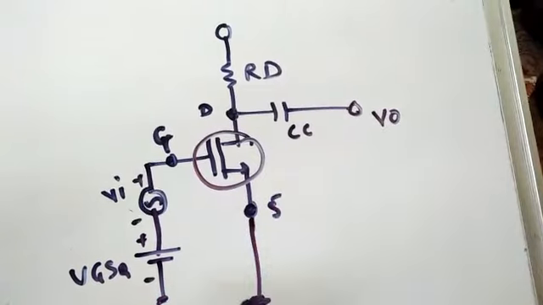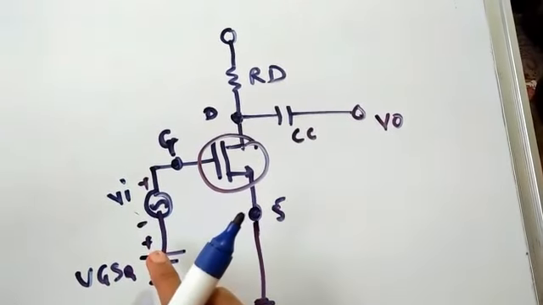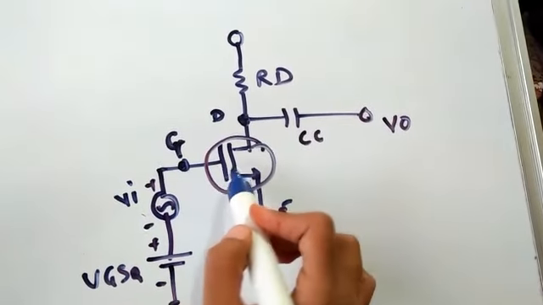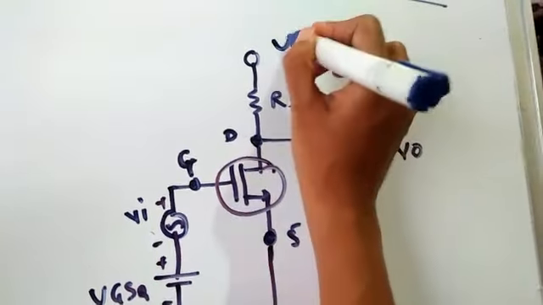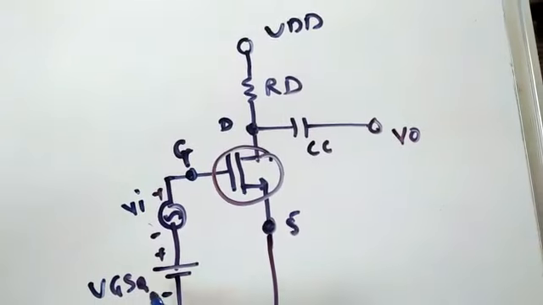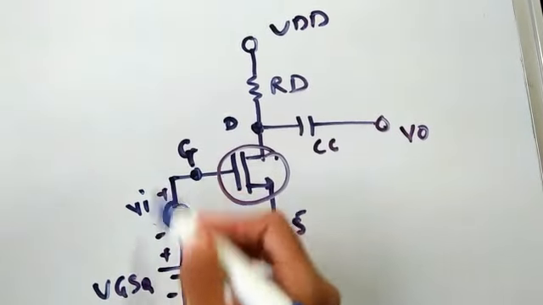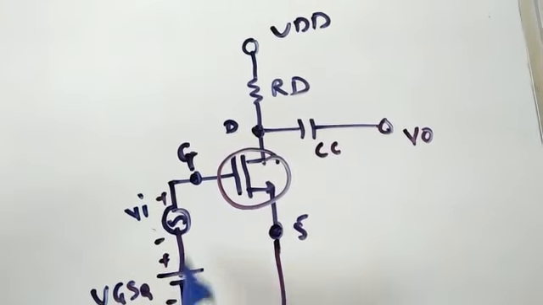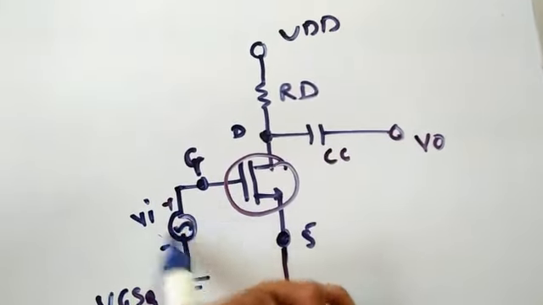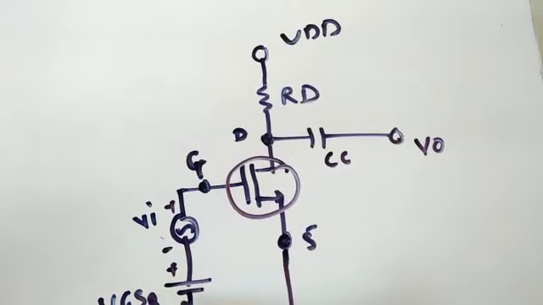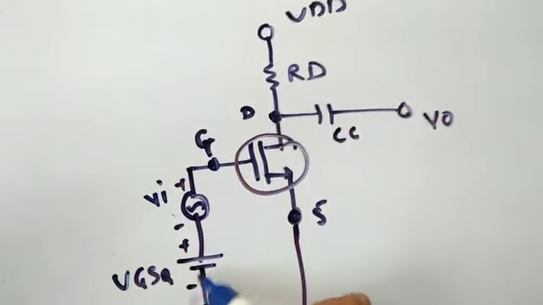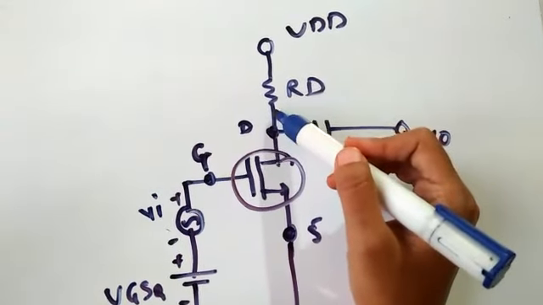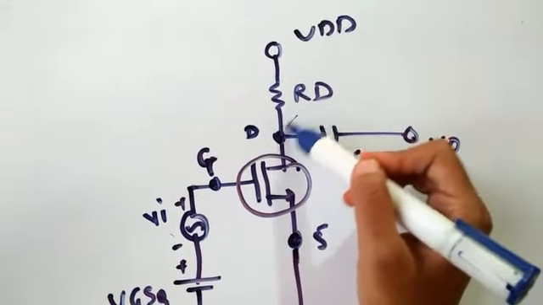So in the positive half cycle, what will happen? VGS changes sinusoidally above VGSQ. VGSQ is a DC given to this. Here we are applying VDD. VGSQ is the DC voltage applied between gate and source. So VGS, due to the input given, will vary above or below this VGSQ. Hence, ID changes sinusoidally above and below the IDQ.